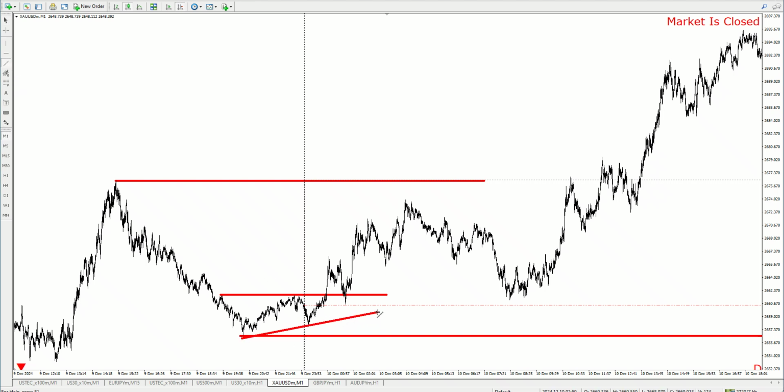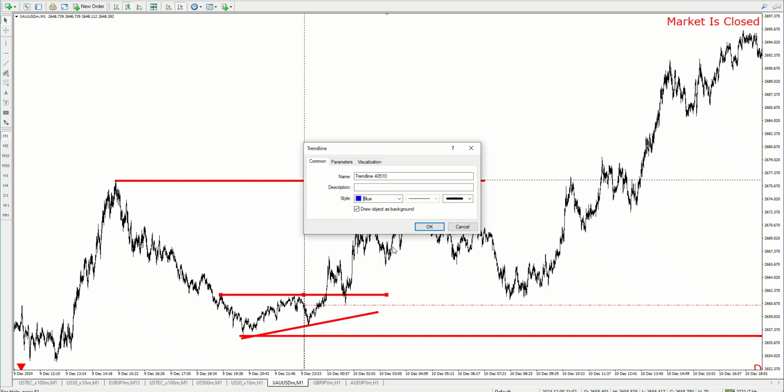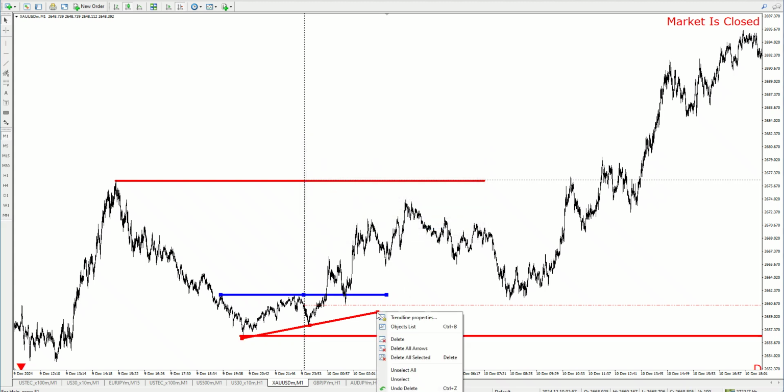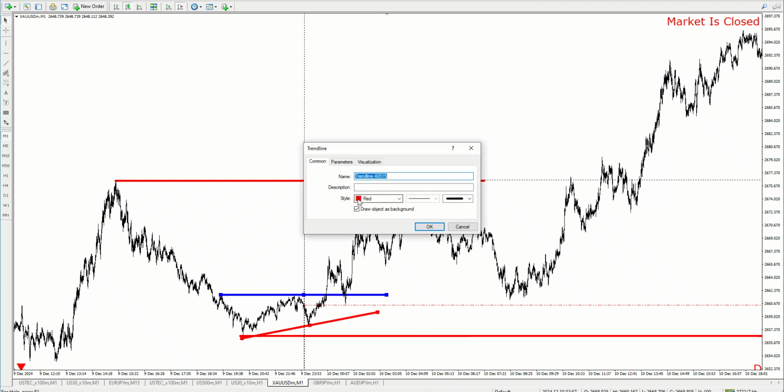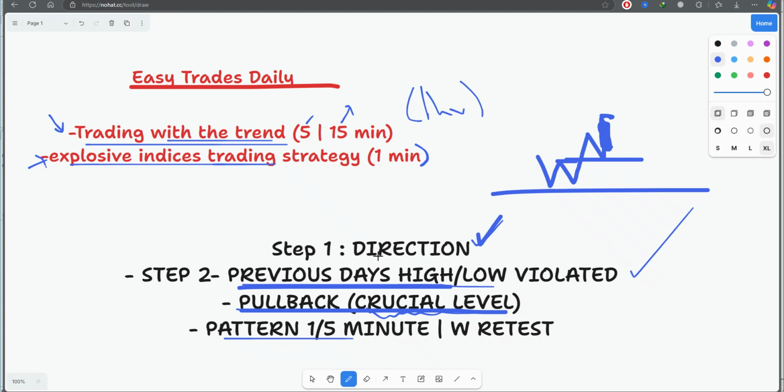I told you we need a pullback, of which we got the pullback. Let me make this black, okay? I just want you to see these things and understand. I'm gonna try to go as deep as I can, okay? So you see, we got a triangle right here. What did we say? We said we need a pullback. After the pullback, it must be at the crucial level, okay? After the pullback, what do we need?